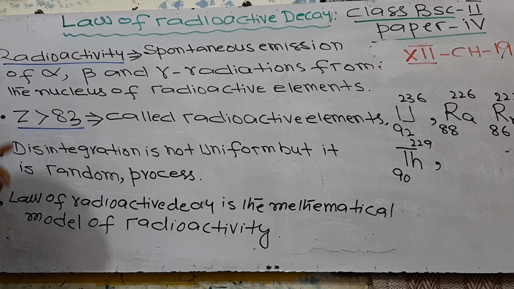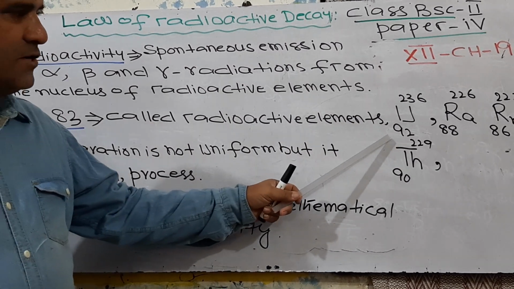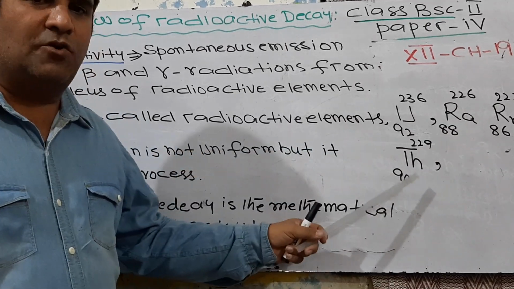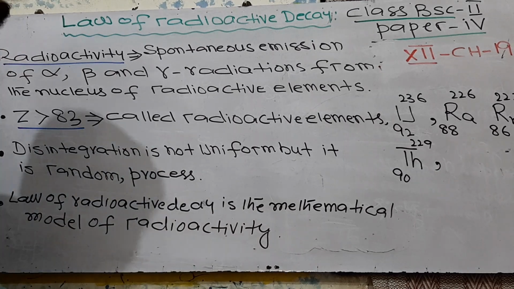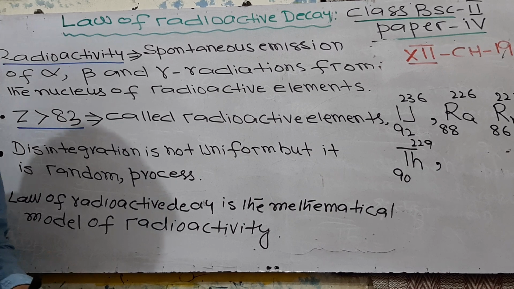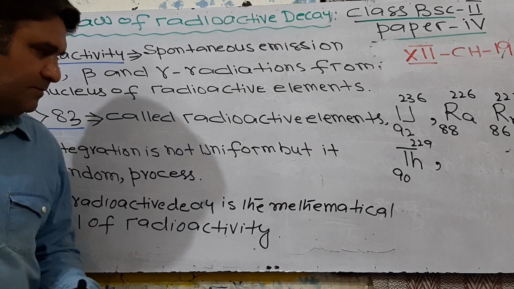Those elements whose atomic number is more than 83 are called radioactive elements. For example, uranium 92, radium 88, radon 86, thorium, etc. In radioactivity, the disintegration is not uniform, so it is considered a random process. Sometimes the radiations from the nucleus go out in a huge amount, and sometimes the radiations from the radioactive elements go out in a low amount.